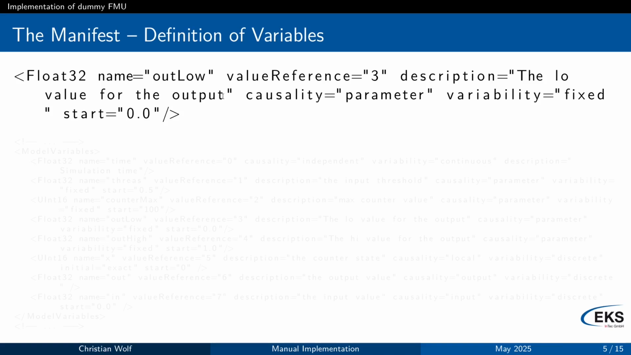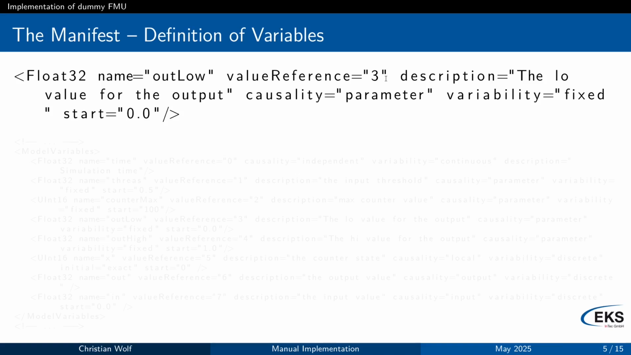But for implementation, what's really important is this value reference. This is an integer, non-negative, sorry, so it could be a natural number that you give. This is, in fact, the reference that is used inside the implementation and also inside the manifest to reference this variable. So you have to give each variable a unique, individual value reference. You must not have two variables with the same value reference. This will break or will bring you into hell, more or less.